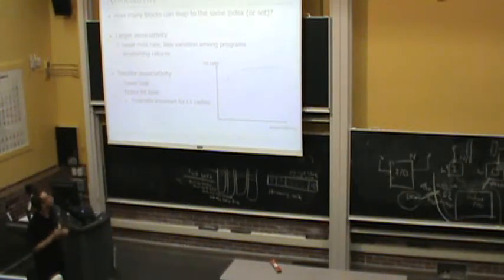So, before I end this associativity discussion, does your associativity need to be a power of 2?